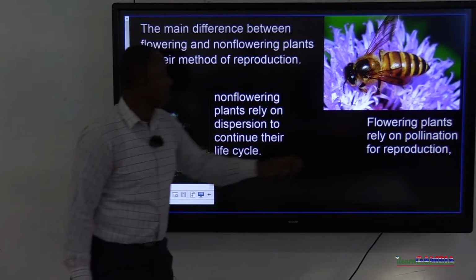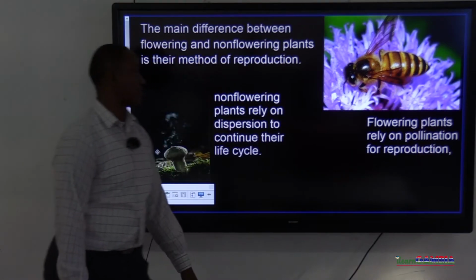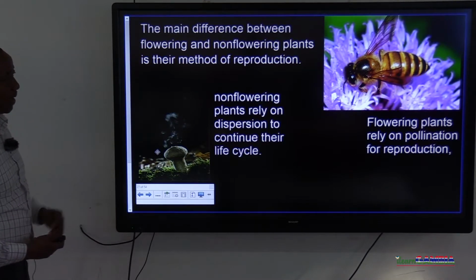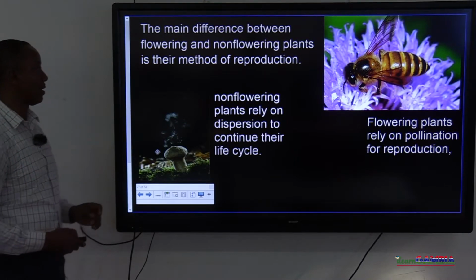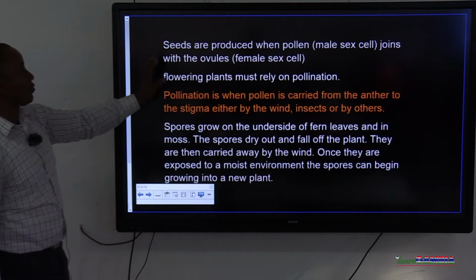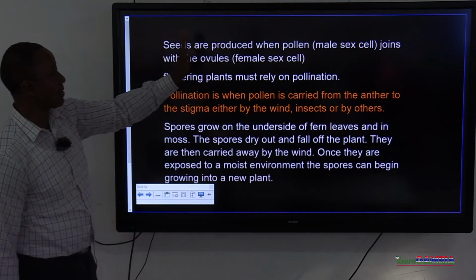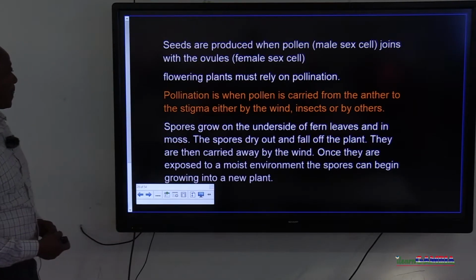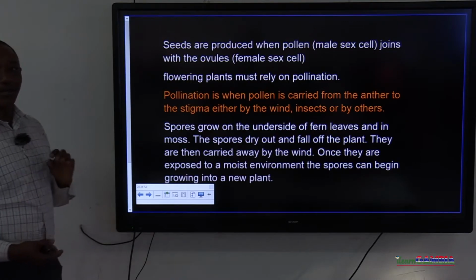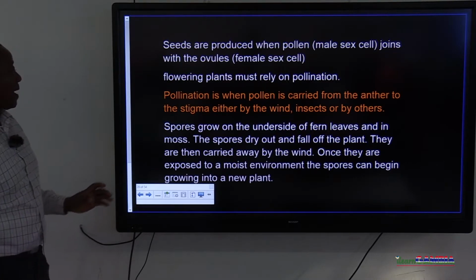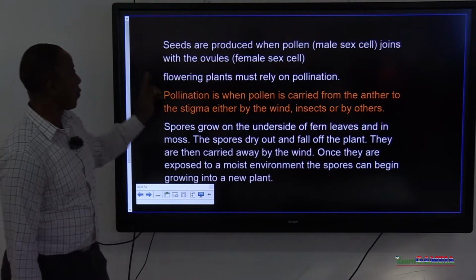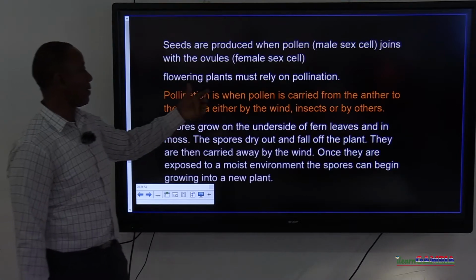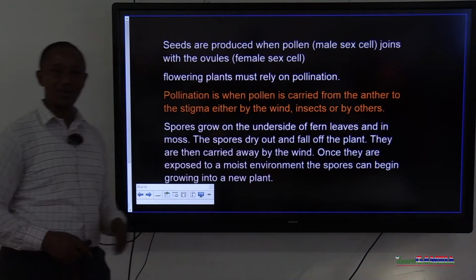But flowering plants rely on pollination for reproduction. And pollination is assisted by animals like the honeybee and other things. So seeds are produced when pollen, that is the male sex cell, joins with the ovules, that is the female sex cell. So flowering plants must rely on pollination. It's very important for them. And what is pollination? It is when pollen is carried from the anther to the stigma, either by the wind, insects, or by some other means.